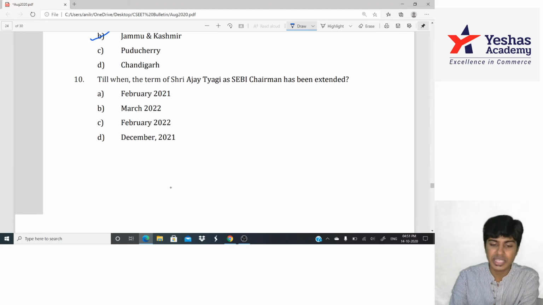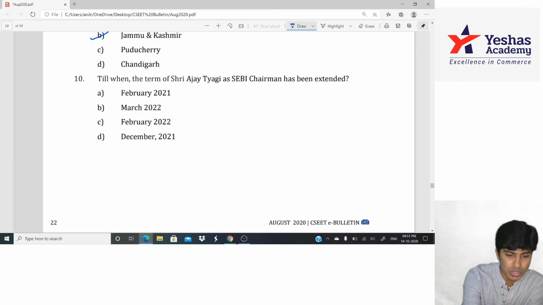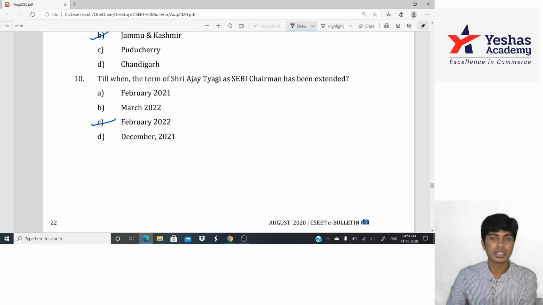Then the 10th one. Ajay Tyagi, the chairman of SEBI, is being given an extension. He will continue as chairman. Though his term is over, he will continue to be the chairman of SEBI till February 2022. Next year February he will continue.